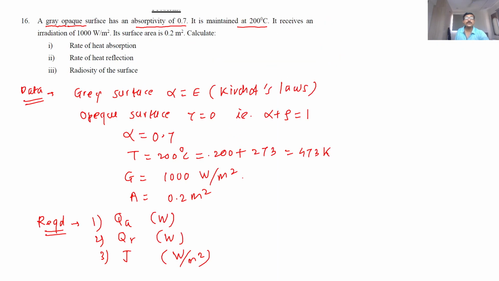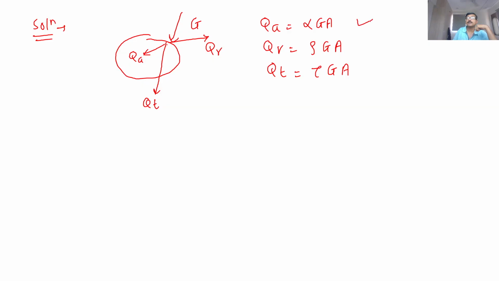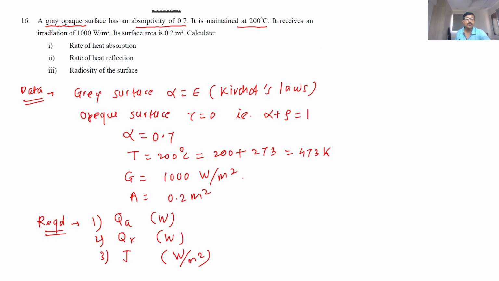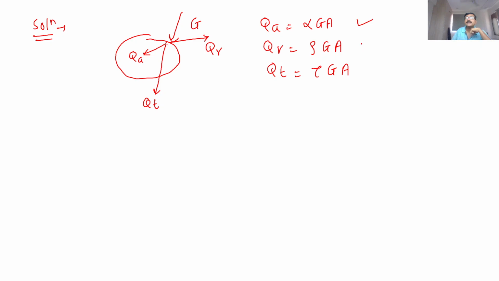Now what is asked of you? It is asked to calculate heat absorbed. So we are going to use this formula. What else is asked? QR, that is heat reflected. So the first two formulas are the only ones going to be used. So let's start. QA is equal to alpha G A.